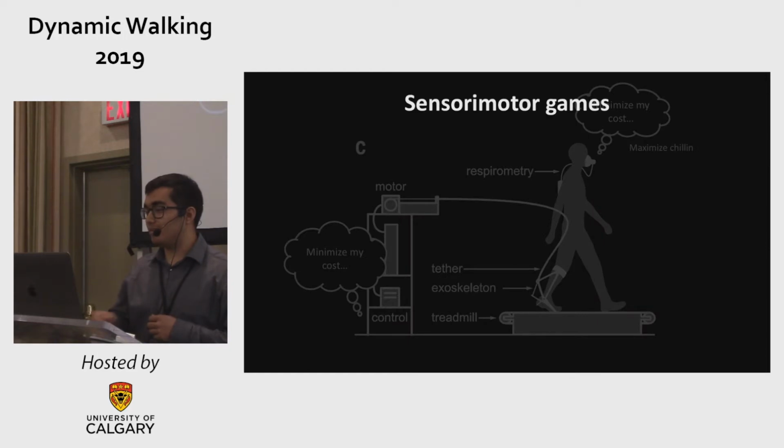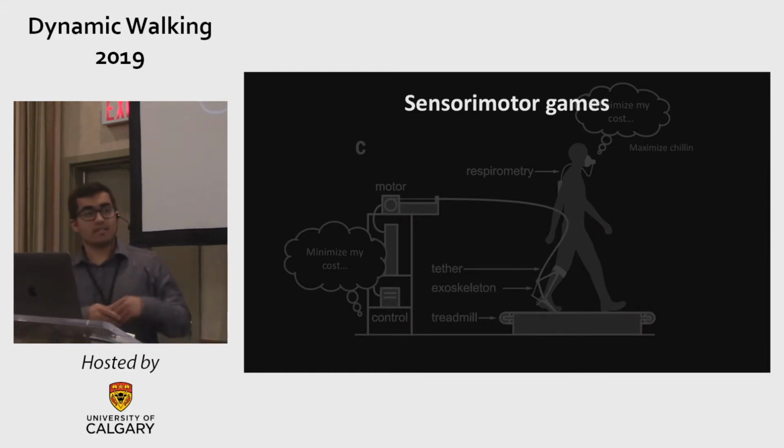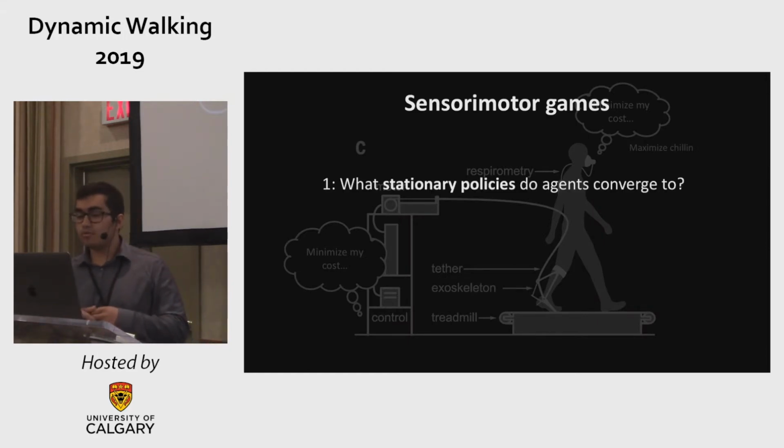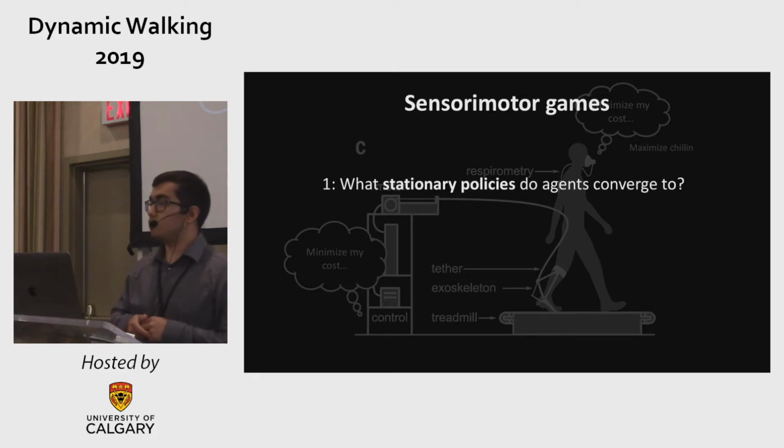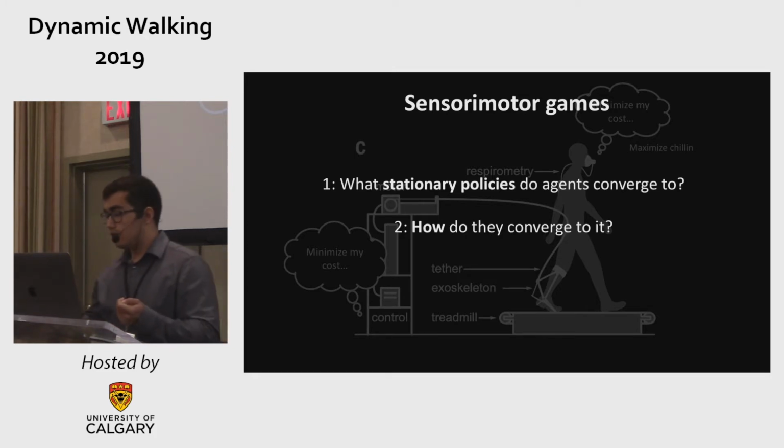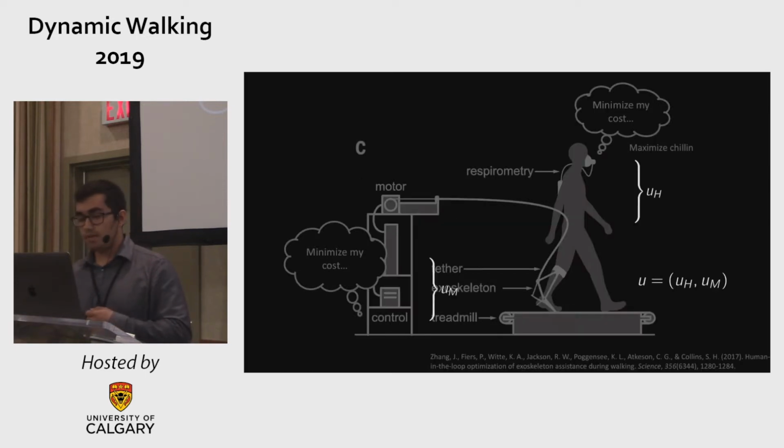But jokes aside, in this problem, we're studying sensory motor games, and two main questions arise. What stationary policies might these coupled interactions converge to, and how do they converge to it?